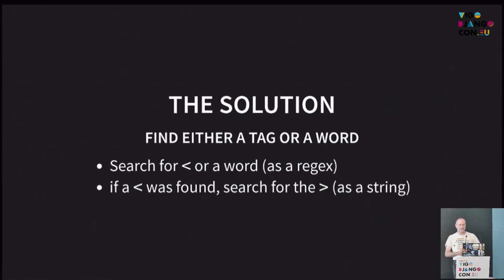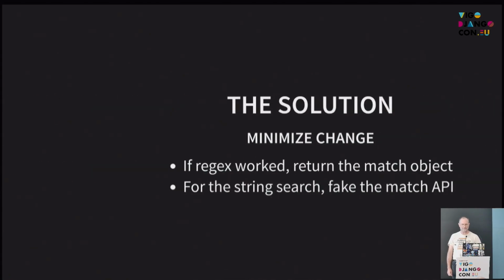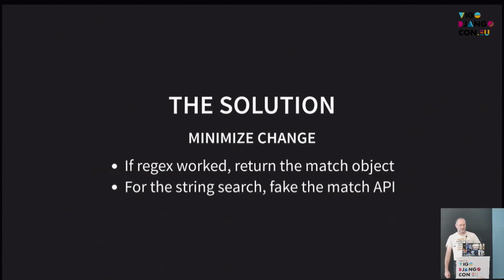The solution in the end was to replace the problem part of the regex by a handwritten search. Search with a regex for an open bracket or a word, and if an open bracket was found, search for the close bracket as a string. So we replaced the compiled regex object by a class of our own, which does just that, and uses match objects when it can, and fakes match objects when it can't.